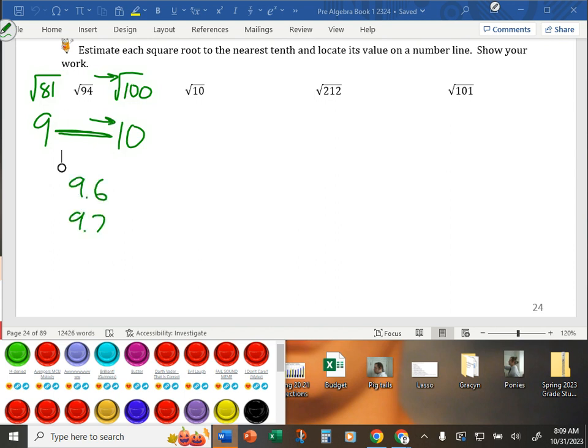So I would accept any one of these answers, 9.6, 9.7, 9.8, or even 9.9, just because you're showing it's on the correct side of 9.5.